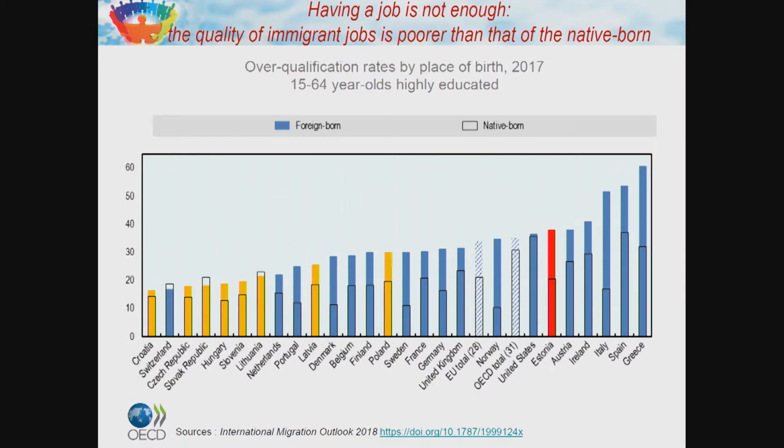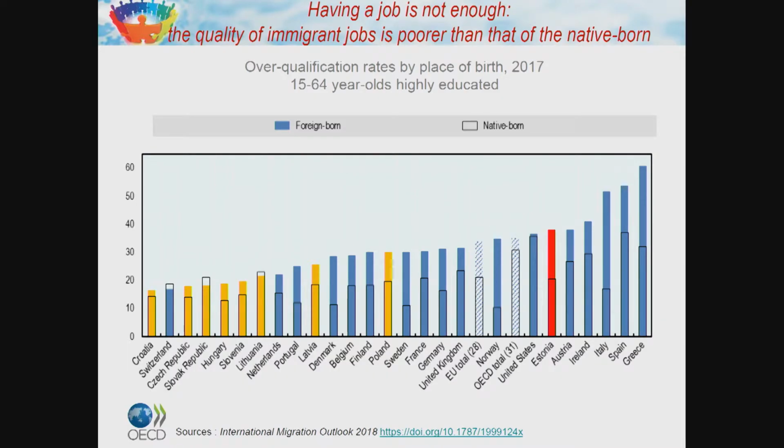Employment rates, access to the labor market is something, but it's not really enough to have a job. You also need to have what we say a good job. What I mean by that is the quality of job is also very important. And the problem is that in terms of all kinds of job quality indicators like share of temporary contracts, job skills, and as shown here, overqualification rates, in fact, the quality of immigrants' jobs is poorer than that of the native-born. Again, in almost all countries.